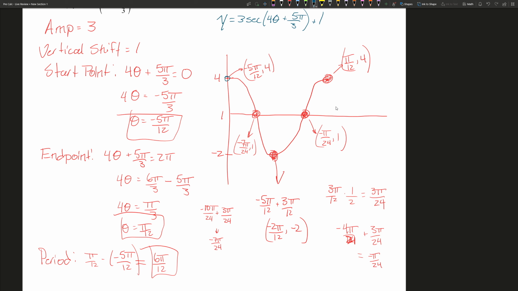We have the minimums and maximums, and we have our x-intercept, or our vertical shifts, right? So everywhere it crosses the center line, that's an asymptote. From our minimums, we draw it down toward our asymptotes, and from our maximums we draw up toward our asymptotes. And that is cosine and secant.